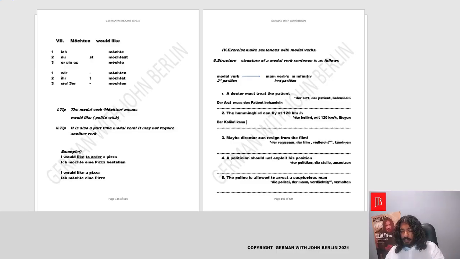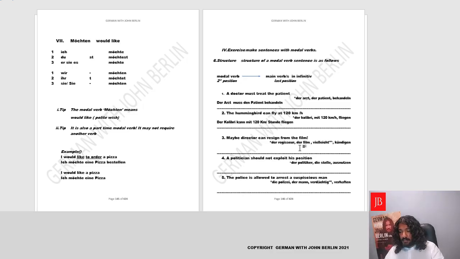In German, the preposition is a little different. We'll be learning about it, but it's like mit 120 Kilometer pro Stunde. The verb to fly is fliegen. We'll write it in the end, fliegen. Der Kolibri kann mit 120 Kilometer pro Stunde fliegen.